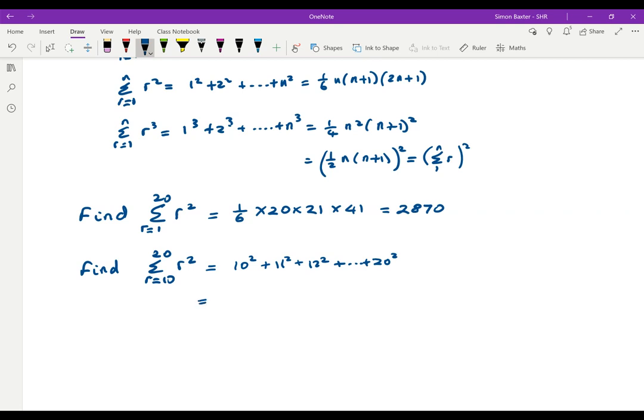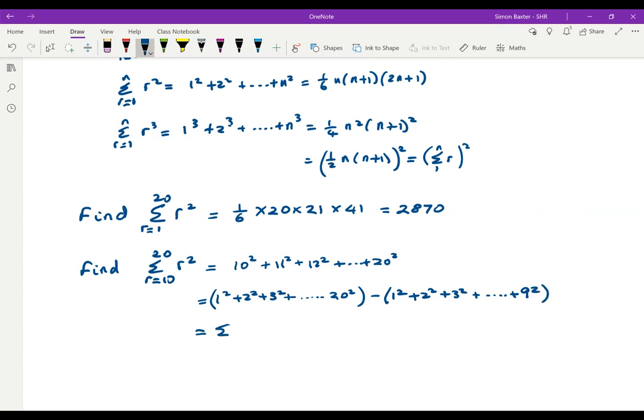Well, you need to think like this. This is 1 squared plus 2 squared plus 3 squared, etc., all the way up to 20 squared. Take away, well, we need to take away 1 squared, 2 squared, 3 squared. We don't want to take away 10 squared because we need it. So the last number that we're going to take away is 9 squared. This is a common mistake when you don't think carefully.